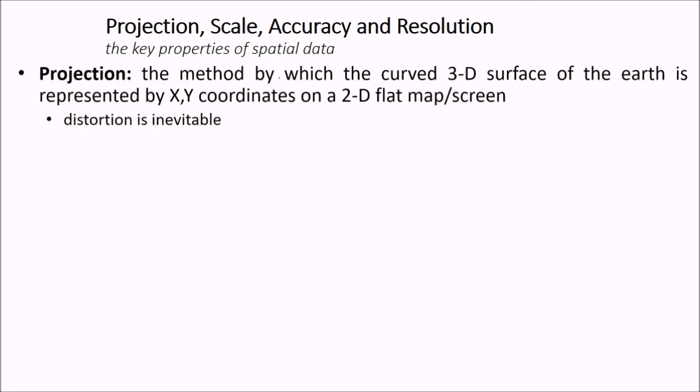So the properties of spatial data are projection, scale, accuracy, and resolution. What is a projection? Projection is converting 3D to 2D. It is the method by which the curved 3D surface of the Earth is represented by XY coordinates on a 2D flat map or screen.